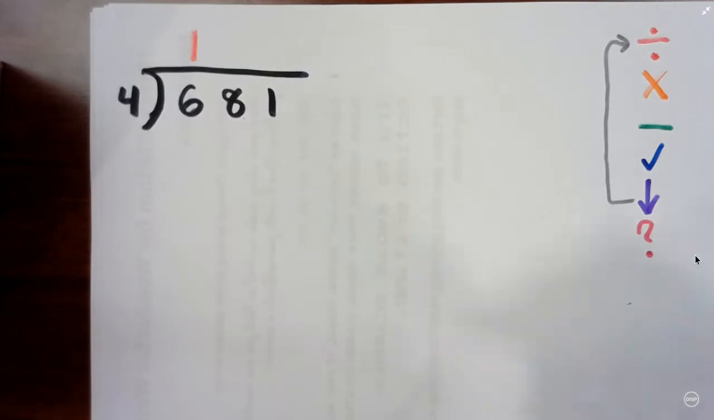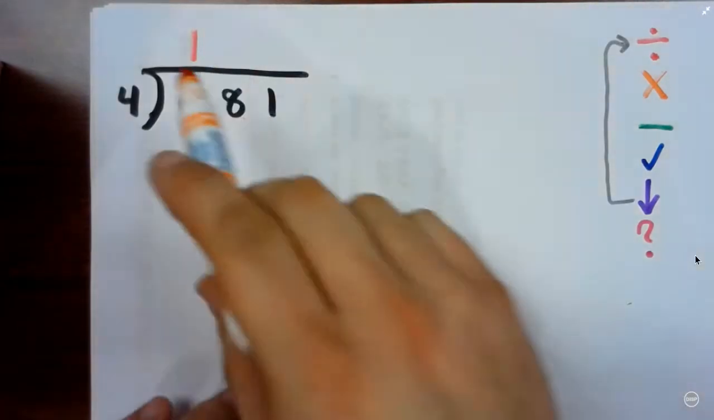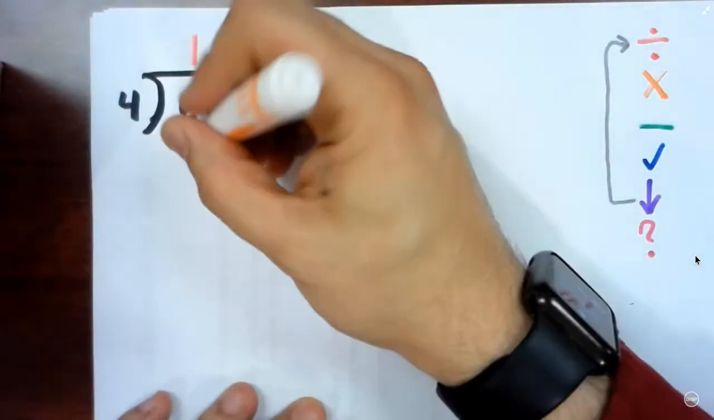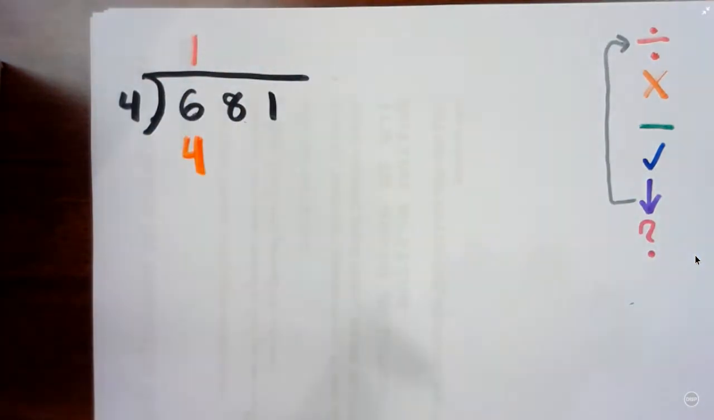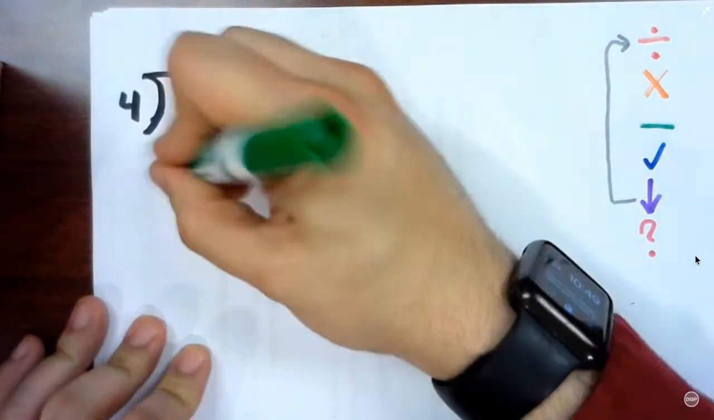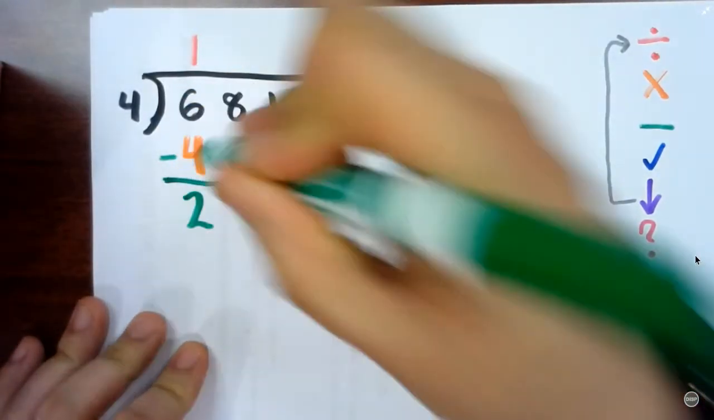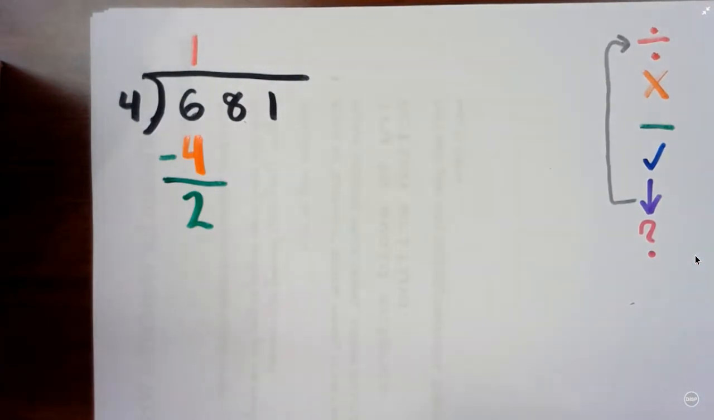All right. Next step, I'm going to multiply. Do your multiplication now. Like I said, you can pause the video if you need a little more time here. 1 times 4 equals 4. What's my next step? Please do the next step. Yeah, I'm going to subtract now. 6 minus 4 equals 2. What do I need to do next?